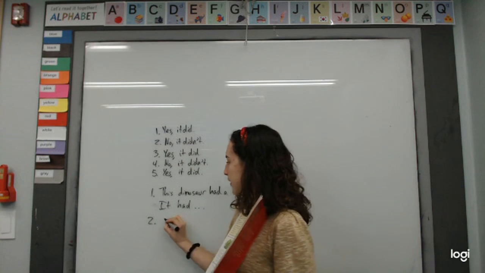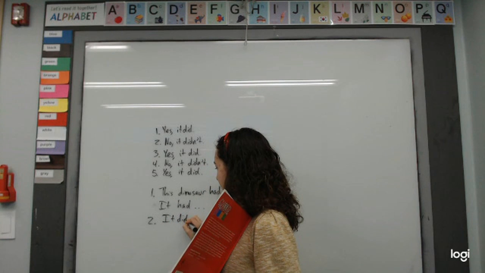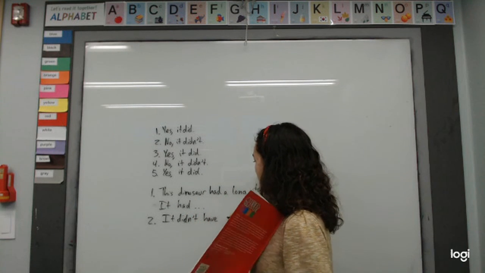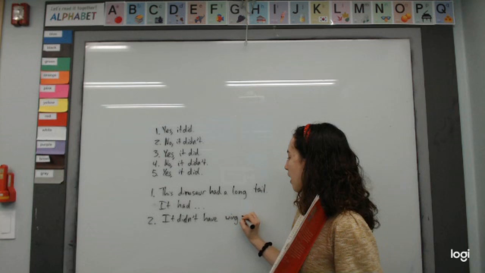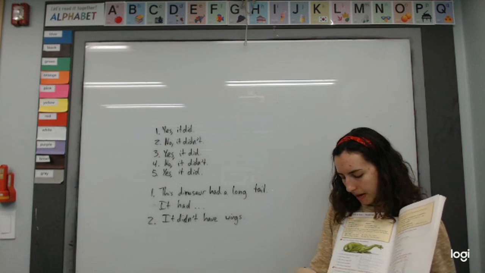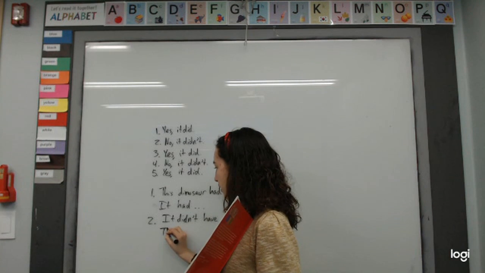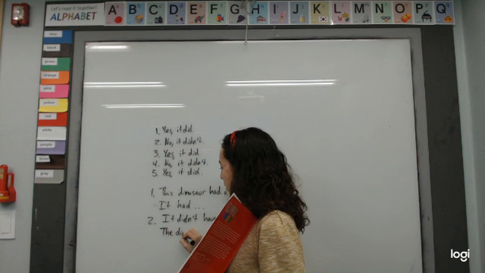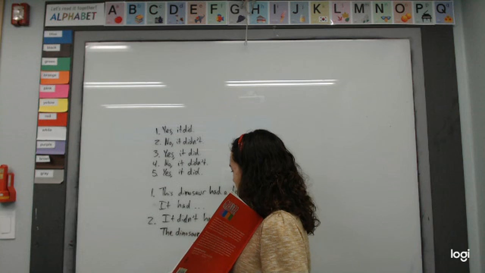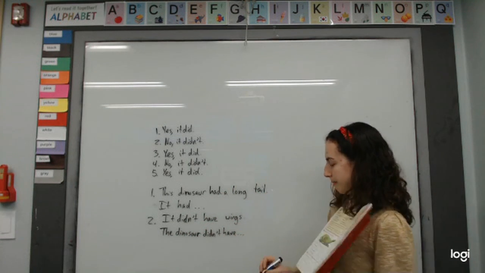Number 2, it didn't have wings. It did not have wings. So, you write it didn't have wings, and now you write one more. It didn't have, or the dinosaur didn't have something. You can think of one.